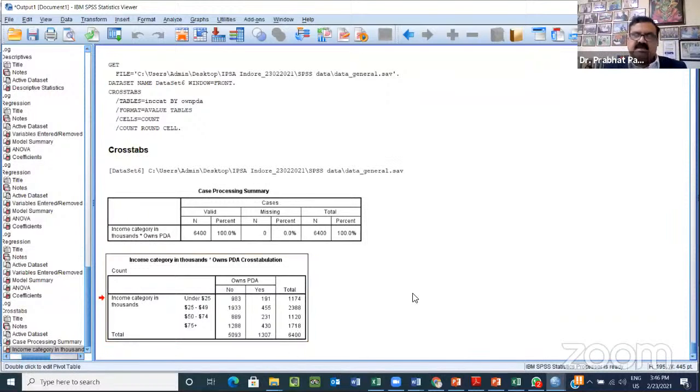Now, can I ask you the question: can you make out something from this table? Can you give some insight from looking at this table? Can you interpret this table and give me some insight about the relationship between income and the purchase?